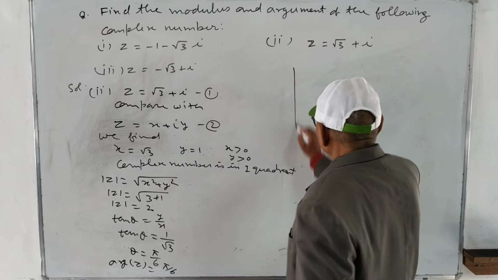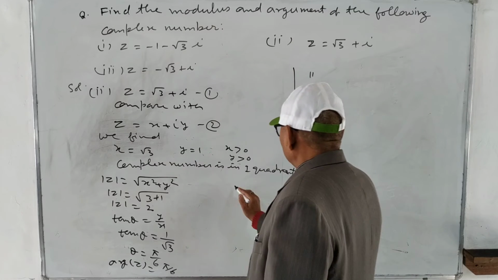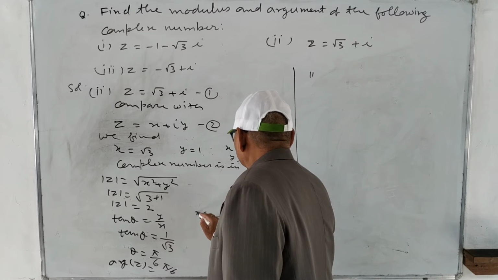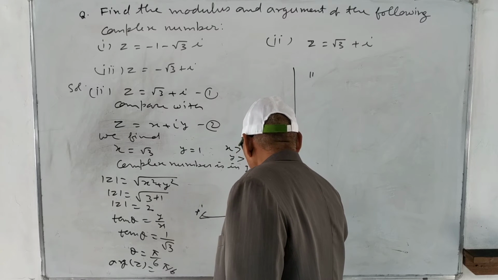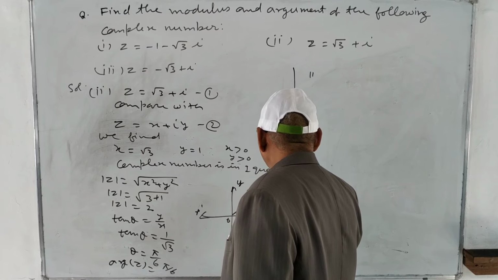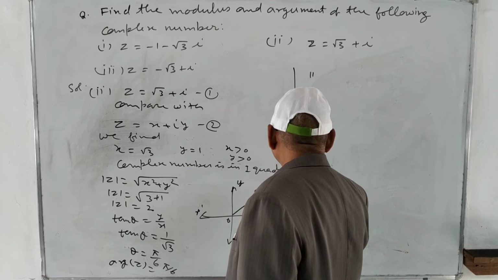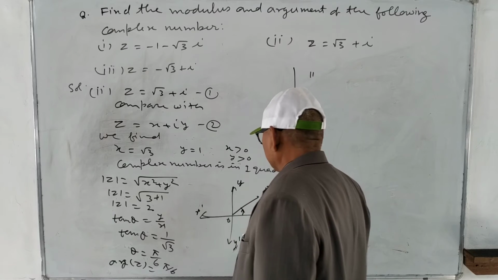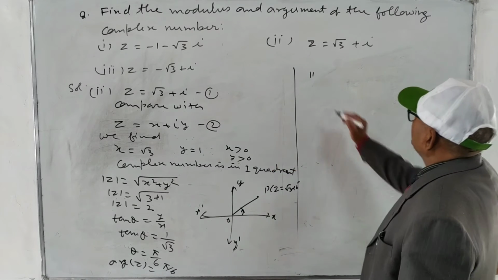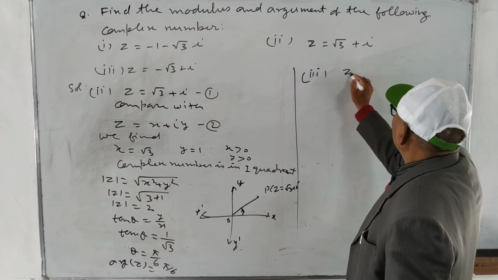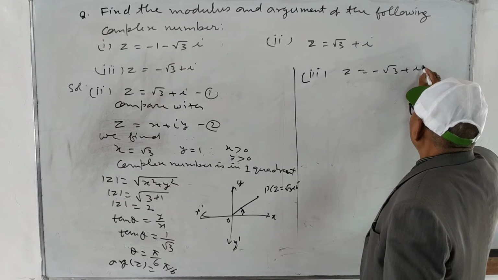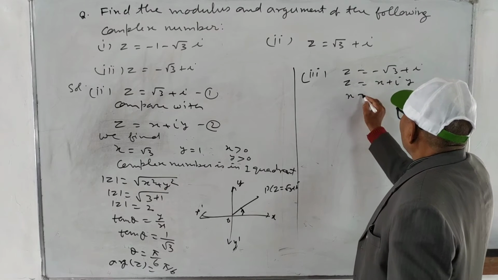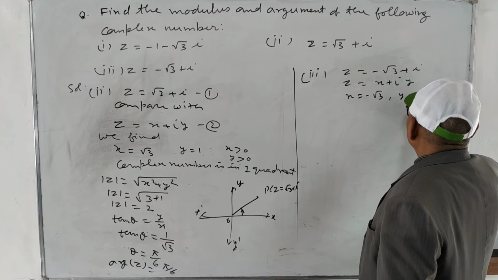Now third case. This is x'ox, y'oy. This is the complex number P, z equal to root 3 plus i. So this angle is theta, and this theta is pi by 6. Now third part. For z equal to minus root 3 plus i, compare with z equal to x plus iy. Your x is minus root 3, y is 1.